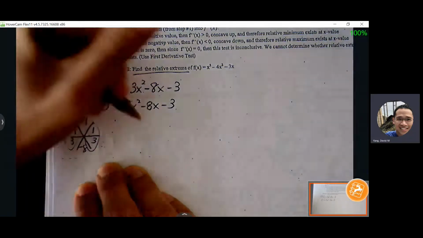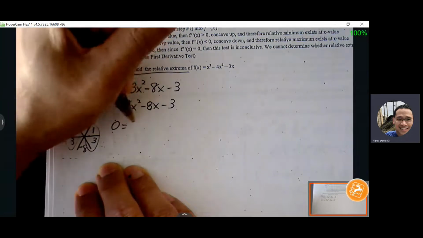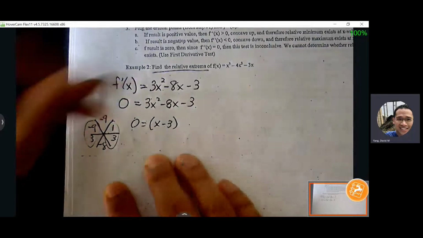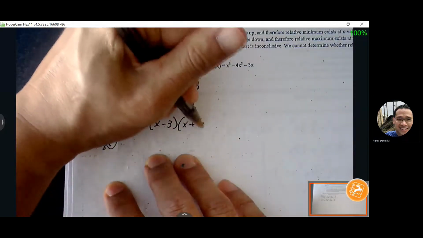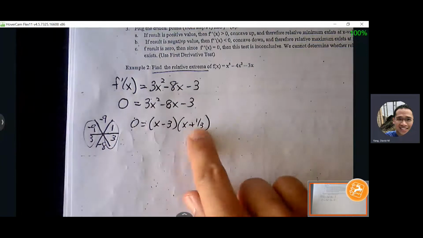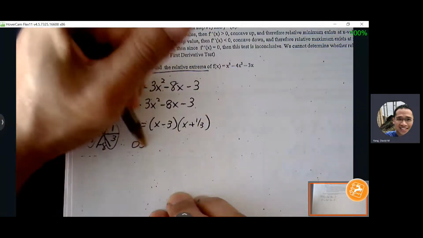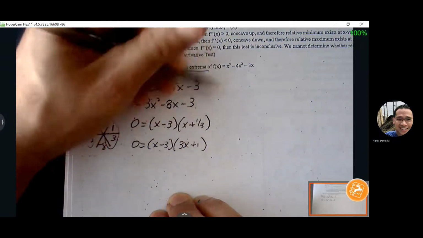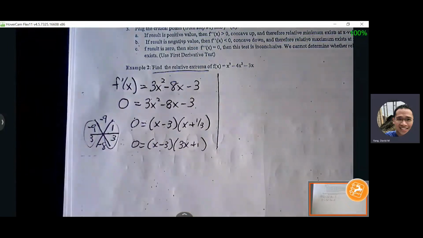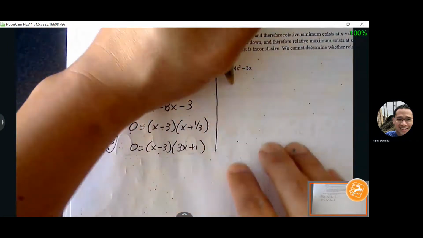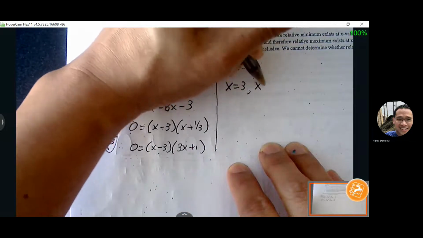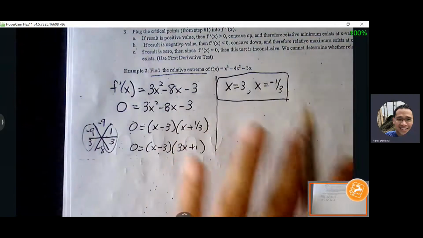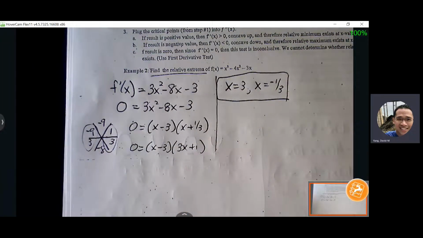I take those two fractions and put them into my factored form. Reduce if I can. 9/3 reduces to -3. Push the denominator out in front of the x. And now we can solve for x. My critical points are 3 and -1/3. So these are my candidates for relative max, relative min.